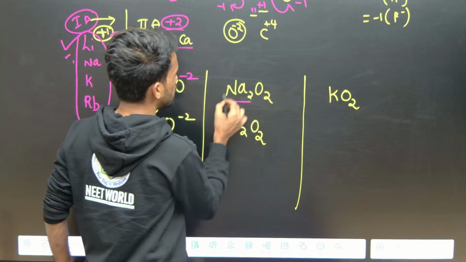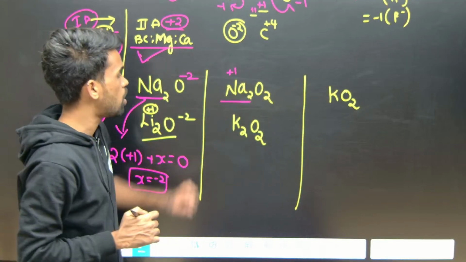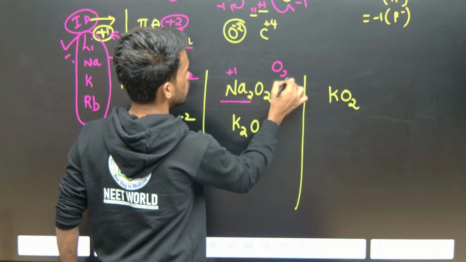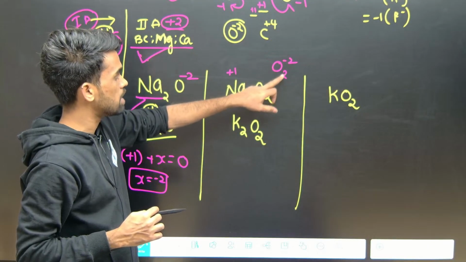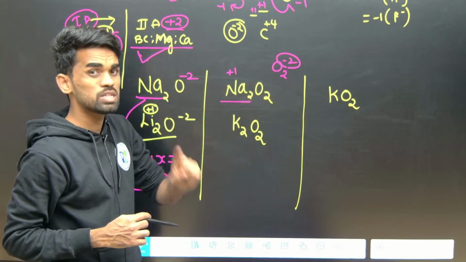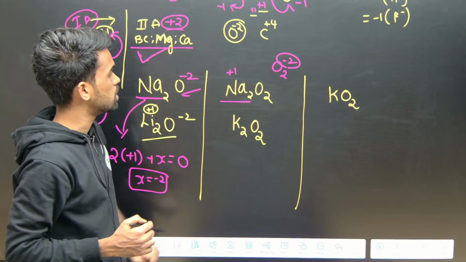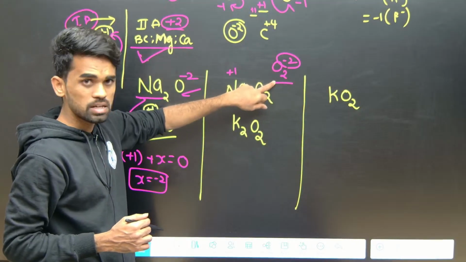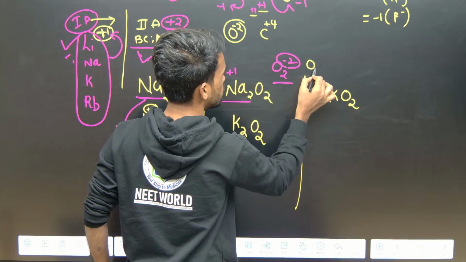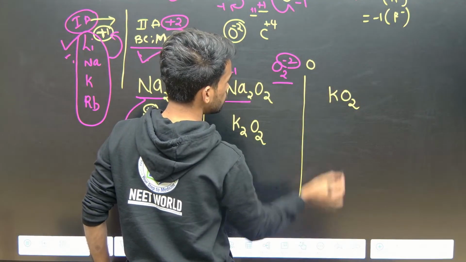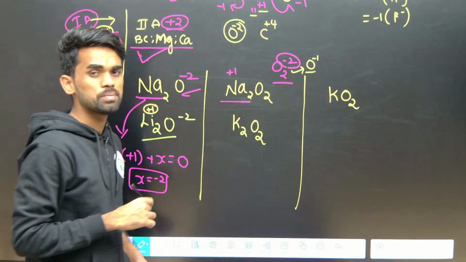Now what about here? Each sodium will be plus 1, and 2 sodiums are there, plus 1 and plus 1. Now what about oxygen? It is O2, with minus 2 charge. So 2 oxygen atoms have minus 2 charge. Look at here, for one oxygen atom only minus 2 charge is there. Here for 2 oxygen atoms it is minus 2. It means for one oxygen atom it will be minus 1. So in O2 2- each oxygen atom will be in minus 1 charge.